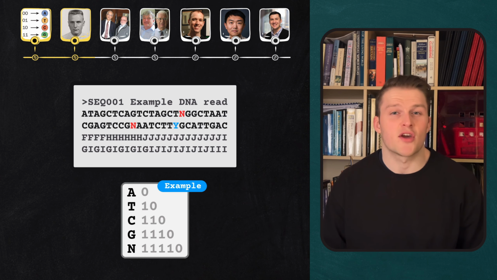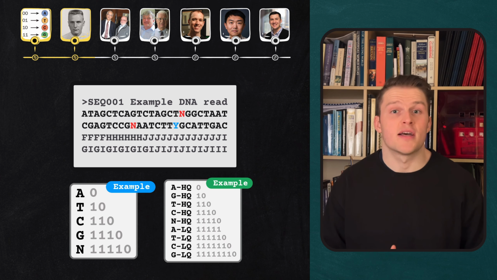This variable length encoding approach is particularly valuable for handling those ambiguous bases we mentioned earlier. Since symbols like N for unknown bases typically appear much less frequently than the standard ATCG, Huffman coding can assign them longer bit patterns without significantly impacting the overall file size. The same principle applies to quality scores.